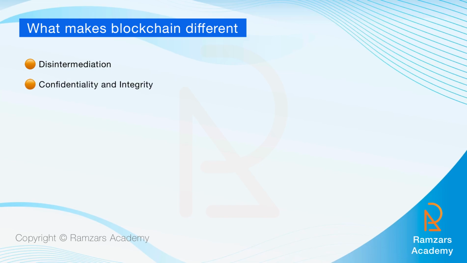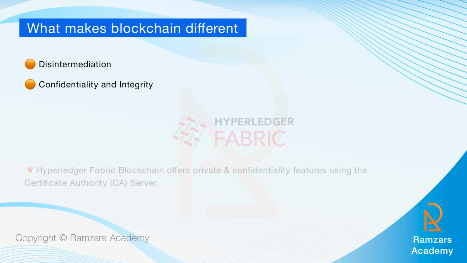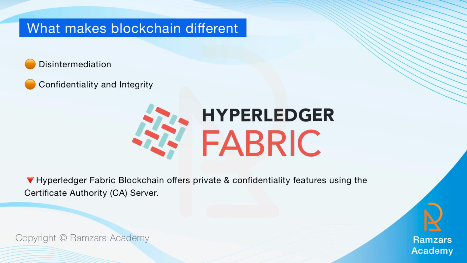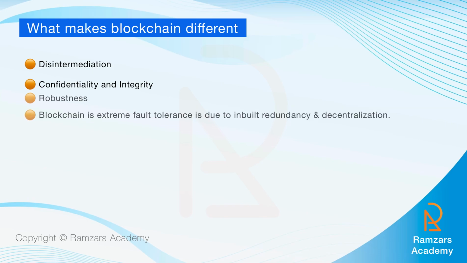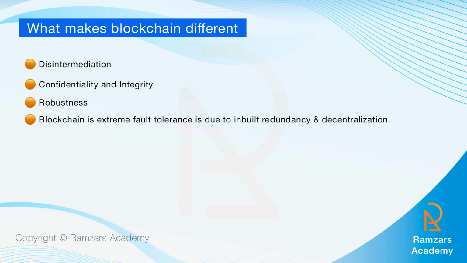The blockchain is an openly distributed ledger yet a private system due to encryption. Many technologies have options to restrict access to certain records based on the user's public key or the permission set by the creator of the files. Hyperledger Fabric blockchain offers tons of privacy and confidentiality features using the certificate authority, or CA server. And last is robustness. Extreme fault tolerance is due to the involved redundancy and decentralization.